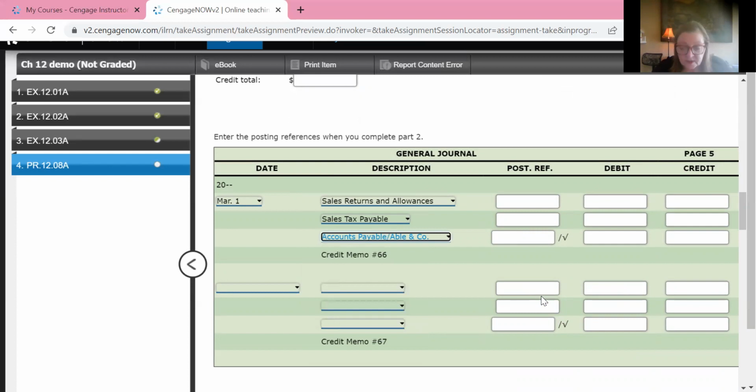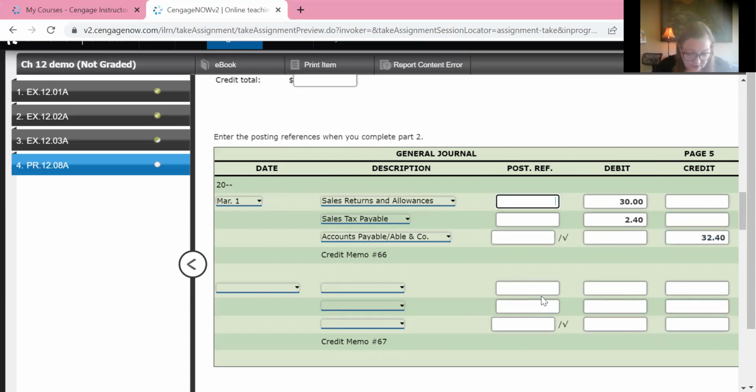So we're going to debit $30, which was the amount they said they were returning. The tax on it was 8%. So we just multiply it out. $240. And we're going to credit that customer's accounts receivable for the combination of the two.